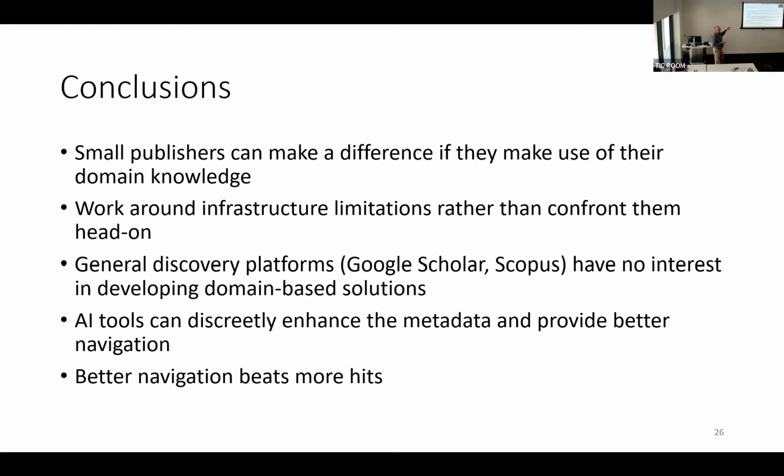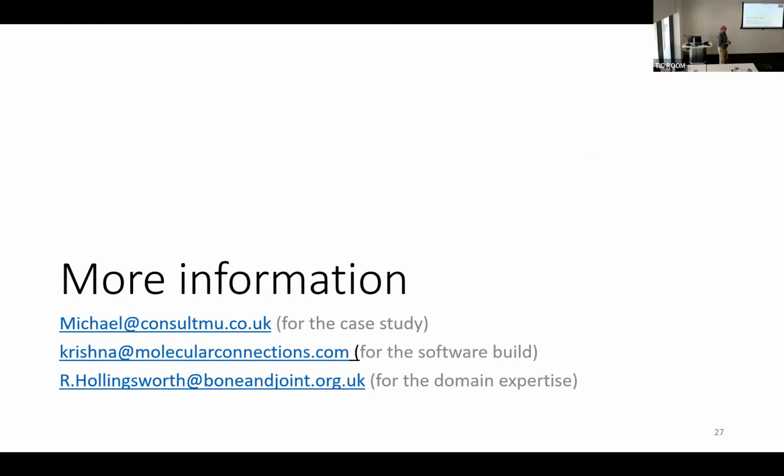The AI tools, I haven't gone into details of how they work. I think you can see them working in the background. They improve the discovery without being intrusive. So in a way, better navigation beats more hits. What's remarkable about a site like this is you won't see anywhere "we found 500,000 hits." That's not the idea. The idea is to find the ones that are relevant. So that's pretty much it.